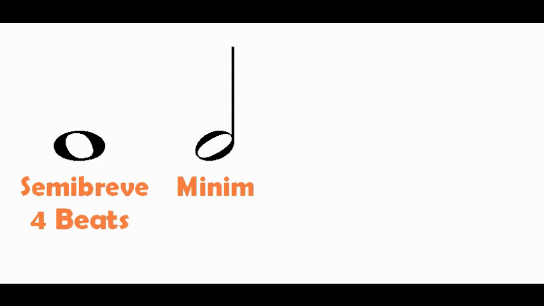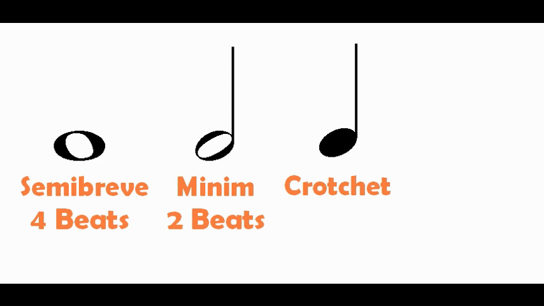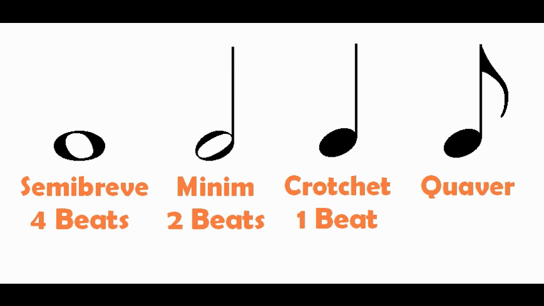This note is called a semibreve and has a duration of 4 beats. This is a minim, which has a duration of 2 beats. This is a crotchet, which has a duration of just 1 beat. And this is a quaver, which has the value of half a beat. The beat is a constant pulse which divides our music into equal units of time, like a ticking clock or a metronome.